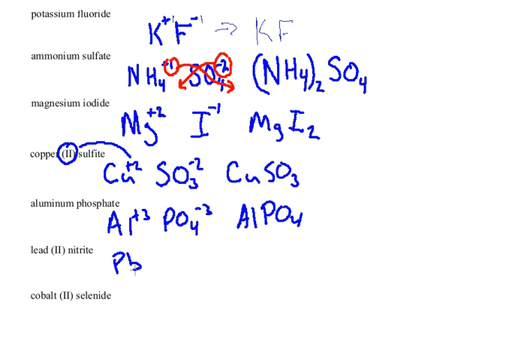This one down here, lead, is a little bit similar to the copper one up here. Lead is Pb. We know the charge of lead is plus 2, and nitrite is NO2 with a minus 1 charge. So here we're going to have to crisscross these charges. We're just going to get a Pb, just one of them, and we're going to need 2 nitrites. Because of this 2 up here, we need 2 of these to balance out our positive 2 charge.